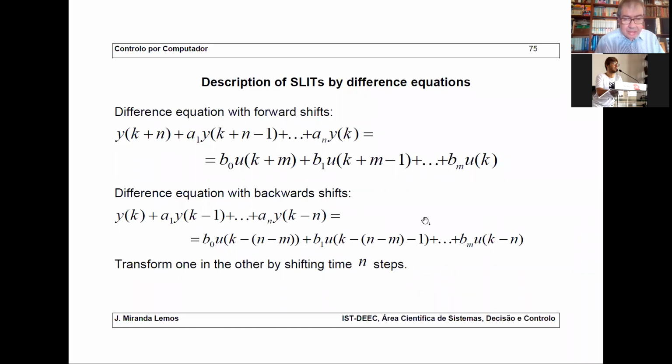And what happens? The first one is better to study things like stability. And the second one is better to do designs, for instance, design of predictors or even controllers. Why? Because here, this is a kind of prediction. See, this is a kind of prediction. You are predicting y of k as the previous values.